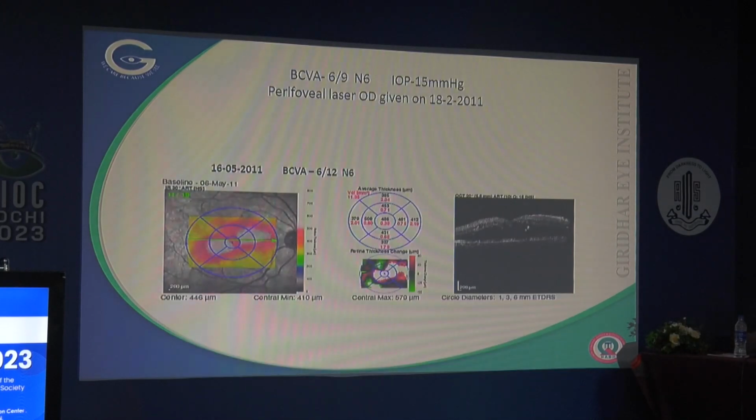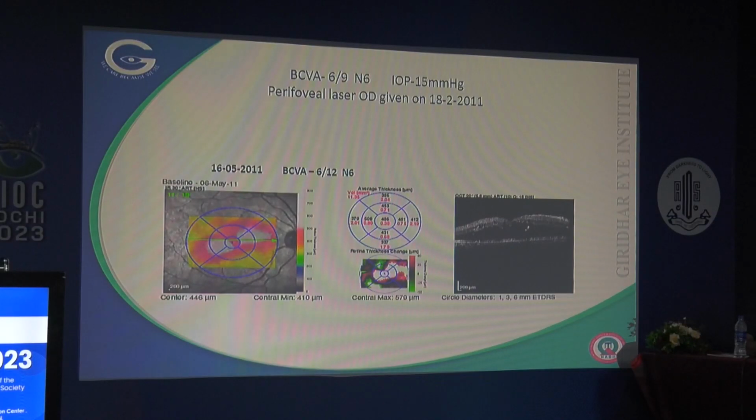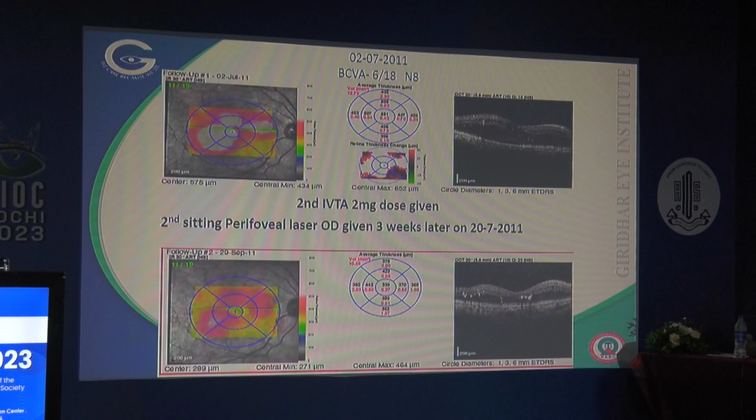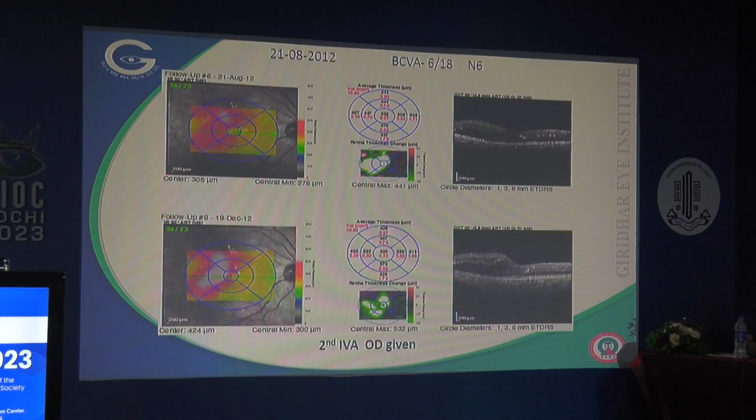And this patient again received perifoveal laser photocoagulation, because these types of CSME, where you see circinates and hard exudates, focal microaneurysms will be there, and they respond very well to focal laser photocoagulation also. So this patient had 2 sittings of perifoveal laser photocoagulation with multiple sittings of anti-VEGF and triamcinolone 1 or 2 doses, and with that sort of an intensive treatment.